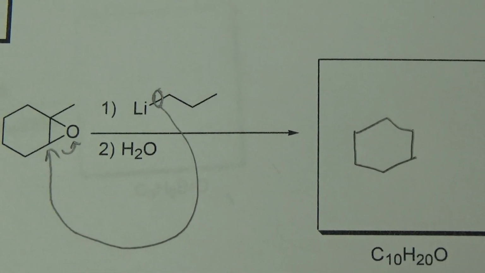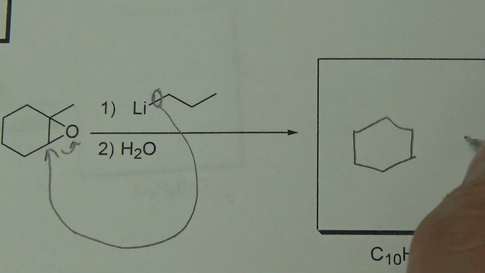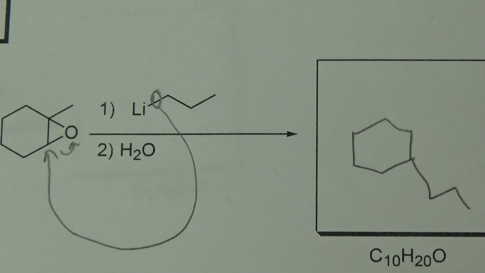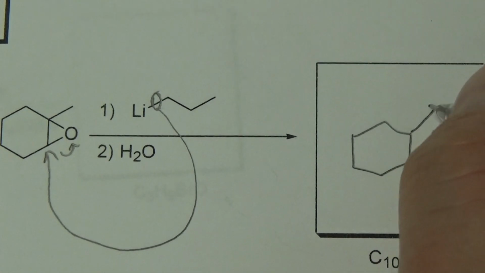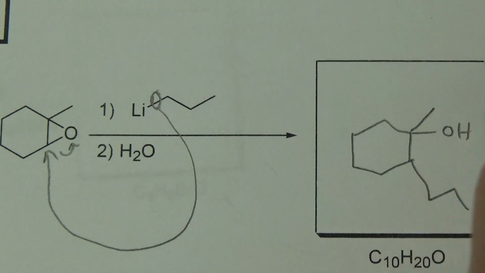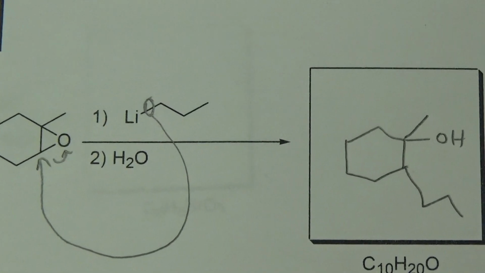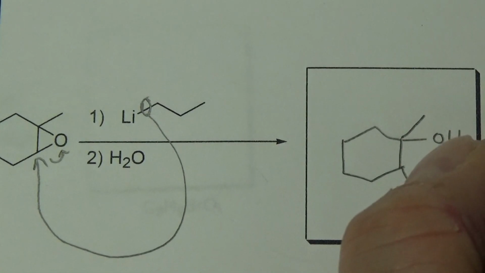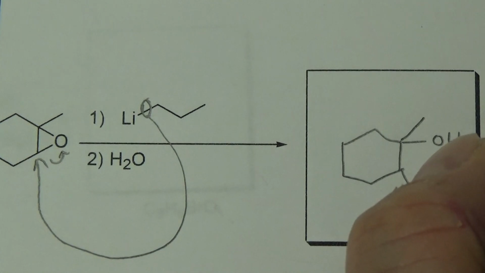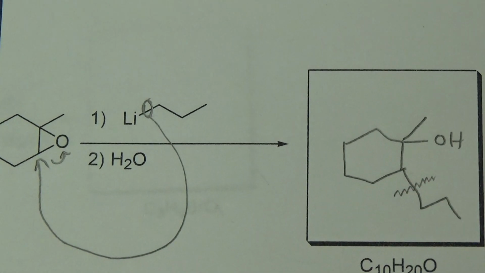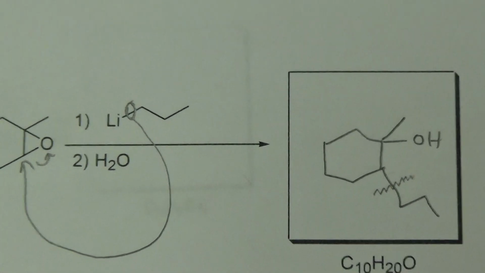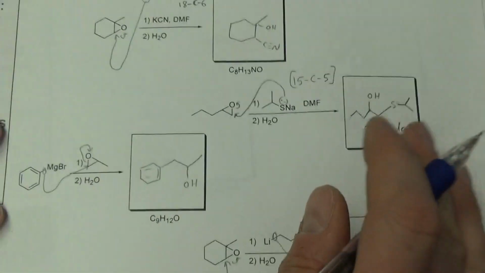There is the 6-member ring. Our propyl got attached on the bottom. Here we got the methyl and the OH. Where's the squiggly? It doesn't hurt to draw the squigglies. I think it's actually helpful to us. There's a squiggly. Alright? So those were opening.